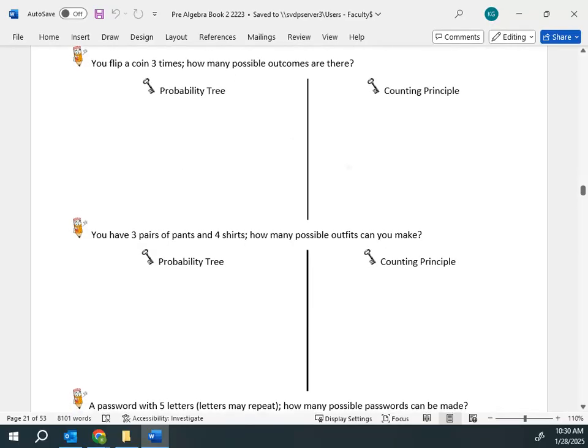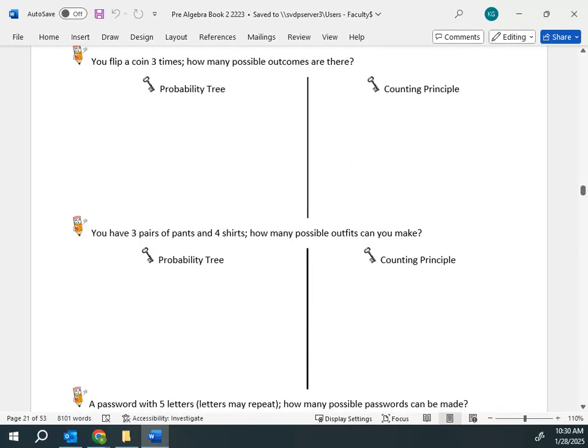Let's say we flip a coin 3 times. How many possible outcomes are there? So for flipping a coin, definitely not 6. So let's look at this. We have 3 flips, so there's 3 events happening. There's flip 1, flip 2, and flip 3.